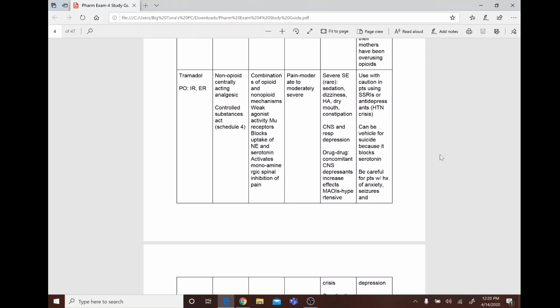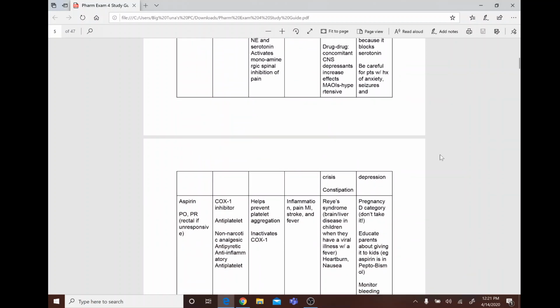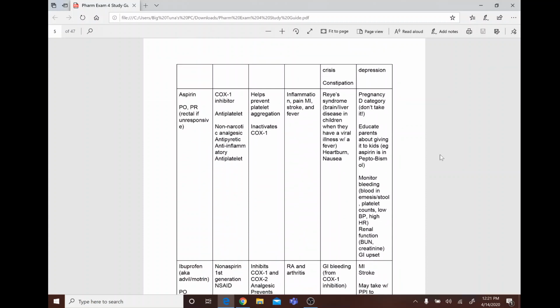Tramadol is used for moderate to moderately severe pain. Side and adverse effects of tramadol could be severe potentially, but these are rare, like sedation, dizziness, headache, dry mouth, constipation. You also have CNS and respiratory depression. And if you take concomitant CNS depressants, these increase the effects. And with MAOIs, you could have a hypertensive crisis. With tramadol, this could be a vehicle for suicide.